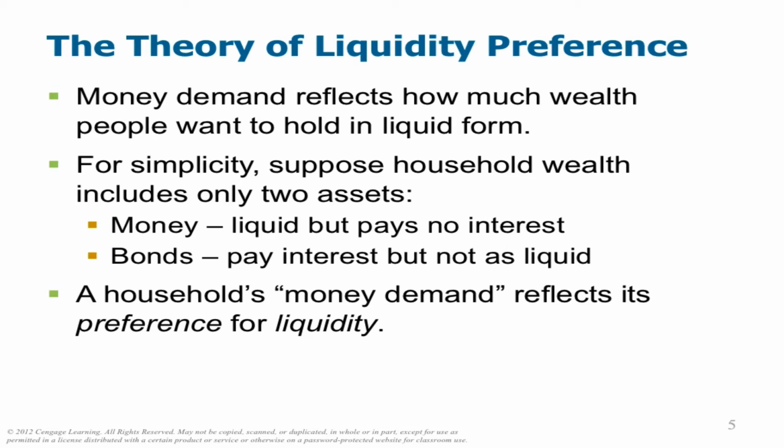Yeah, it's hot. All right, households' money demand reflects its preference for liquidity. So how much money they want tells us how much they think that they need to have on hand. For instance, think about your own household's preference for liquidity. Getting ready to leave on vacation. Is your money demand higher or lower than an ordinary day?